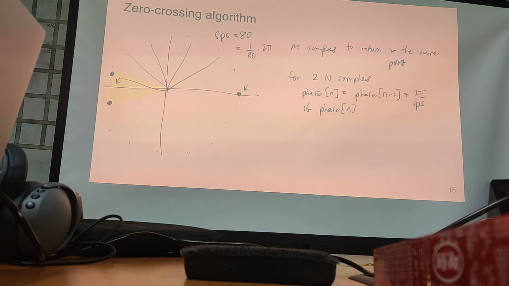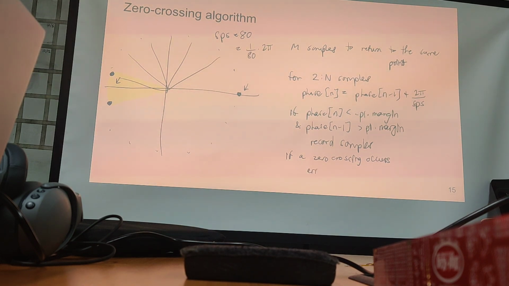I have record samples here in my notes. Okay, I'm going to have to think back on why that makes sense. But if the current phase is... and the previous phase... then we record samples. But then, if a zero crossing occurs, okay, when a zero crossing occurs, we know that the error, oh, I see.